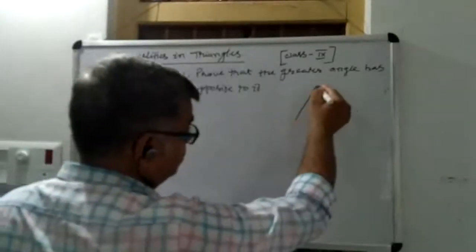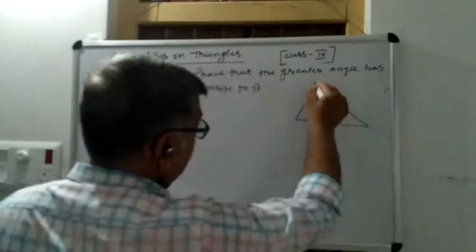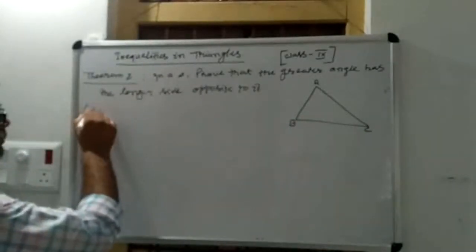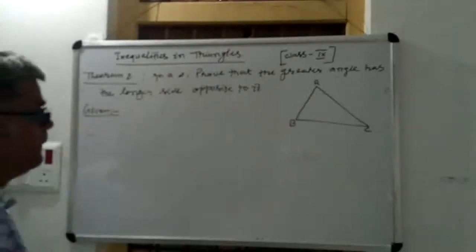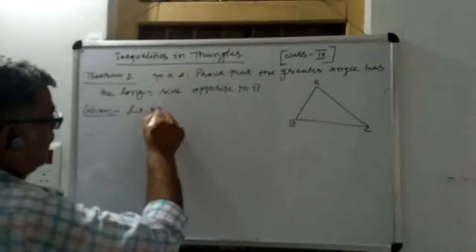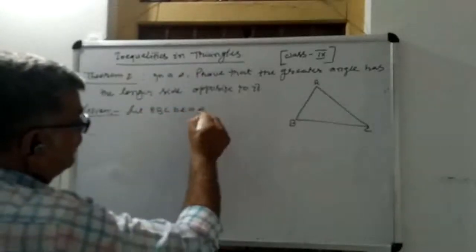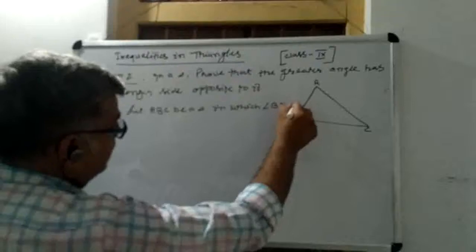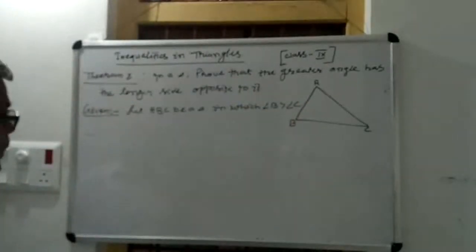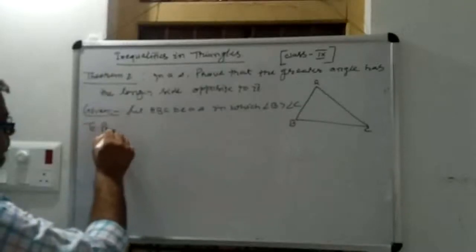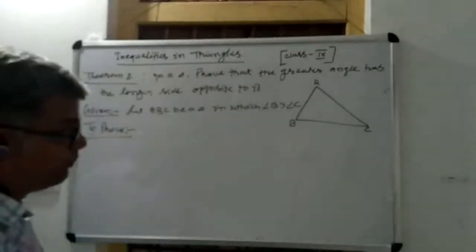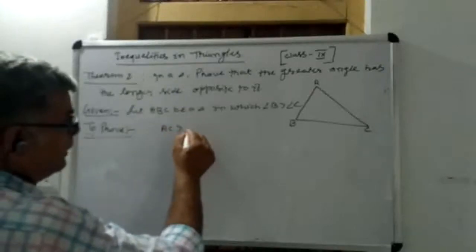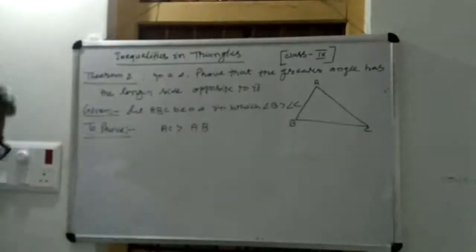Again you draw a triangle ABC. In this triangle given, let ABC be a triangle in which angle B is greater than angle C. Then we need to prove the side opposite to greater angle, that is AC, is greater than AB. This is to prove.